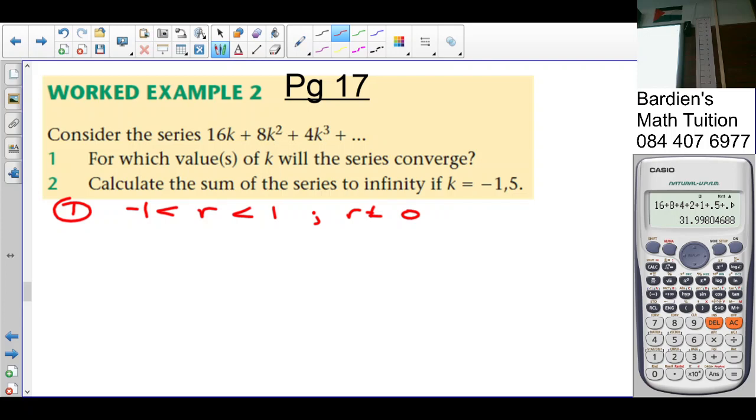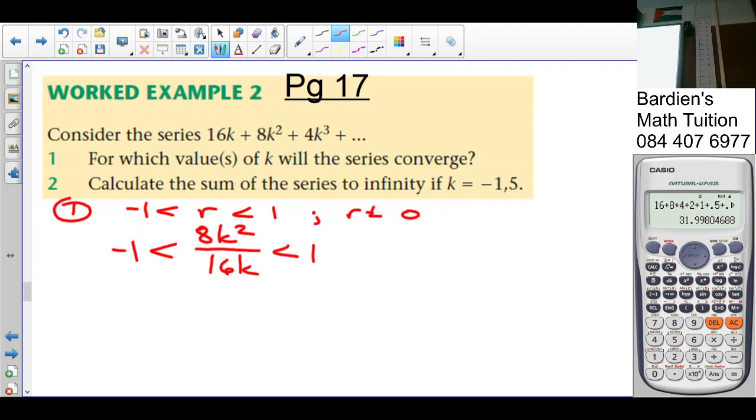So how do we calculate r? T2 over T1, or T3 over T2. So it's going to be T2 over T1. Remember term 1, term 2, term 3. So T2, which is 8k squared over 16k, must be greater than -1 but less than 1. You all agree with that?